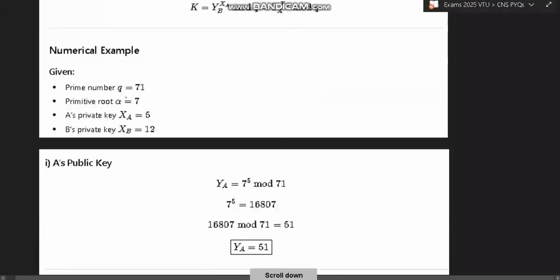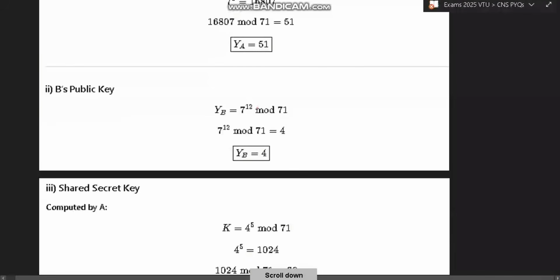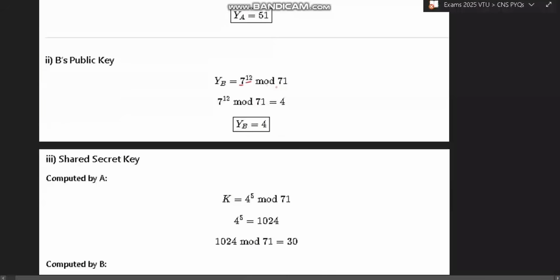Next, a numerical example: if they have given Q value is equal to 71 and alpha value is 7, and A's private key, which is XA, is 5, and B's private key is also given, which is 12. Okay, these four things they will give for sure. Now the first thing is calculate A's public key. YA is nothing but alpha power XA mod Q. Once you do that, you will get the YA value. Similarly, find out YB's value, which is alpha power XB mod 71, which is mod Q, and you will get the value of YB.